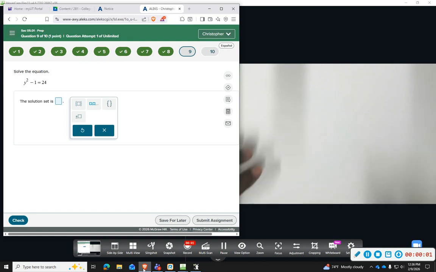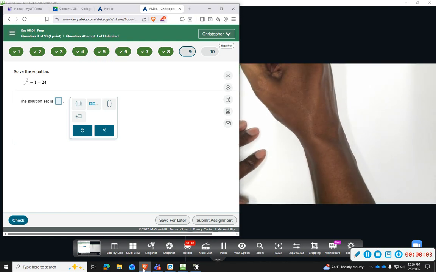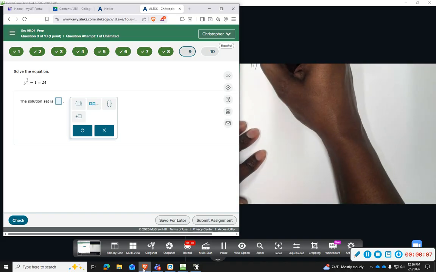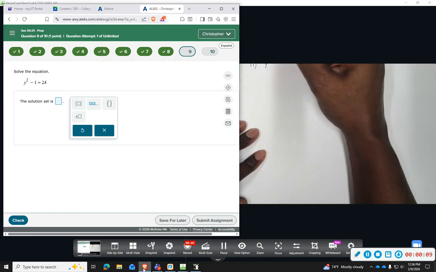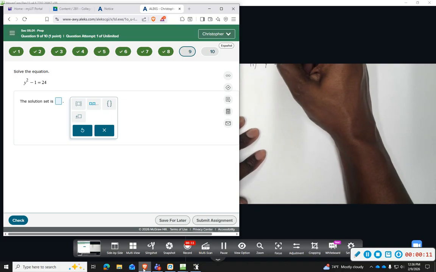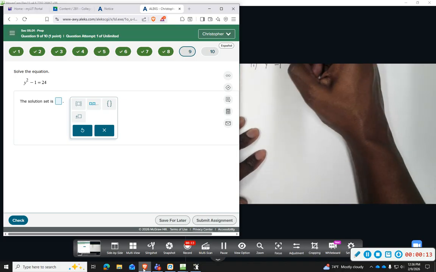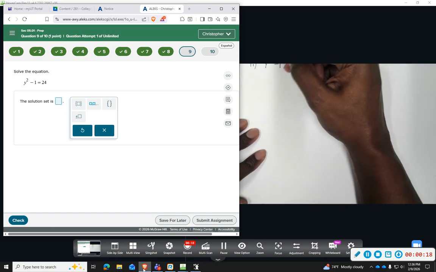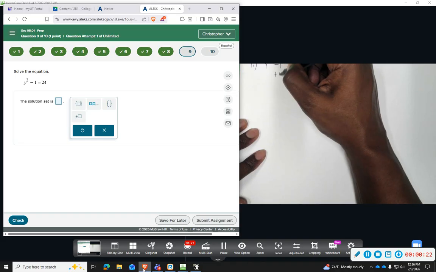All right, number 9, we want to solve the equation. We have y squared minus 1 equals 24. We're going to isolate the squared term to get the y by itself, so we're going to add 1.